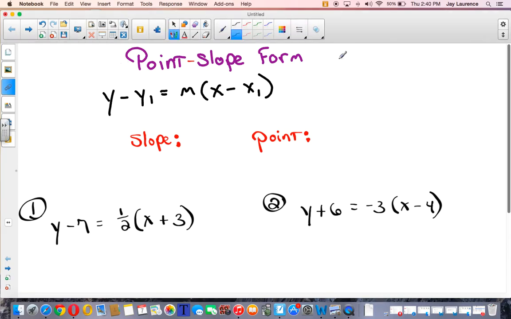Remember, we know standard form ax plus by equals c, and we also know slope intercept form y equals mx plus b, but now we need to know point slope form. It's going to make doing these parallel perpendicular problems real easy. First of all, point slope form looks like this. y minus y sub 1 equals m times the quantity of x minus x sub 1.